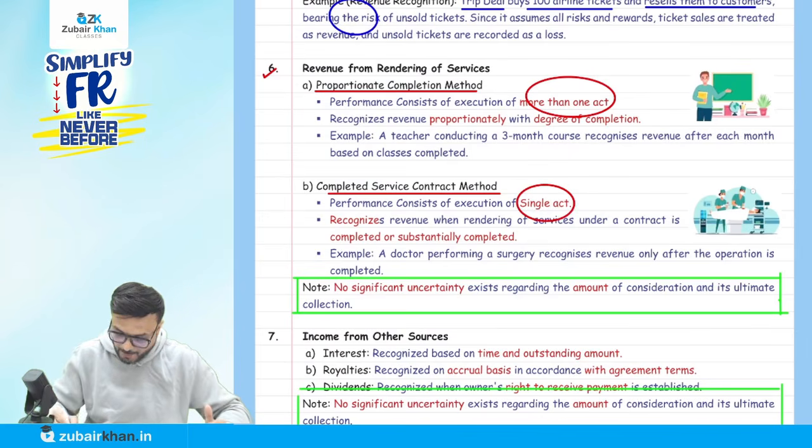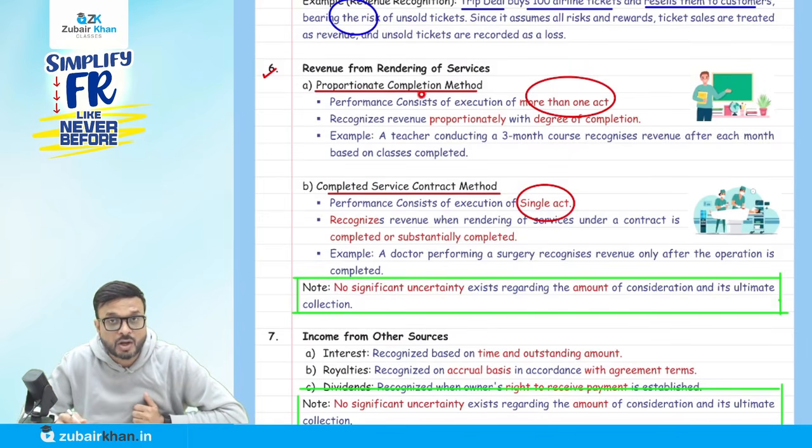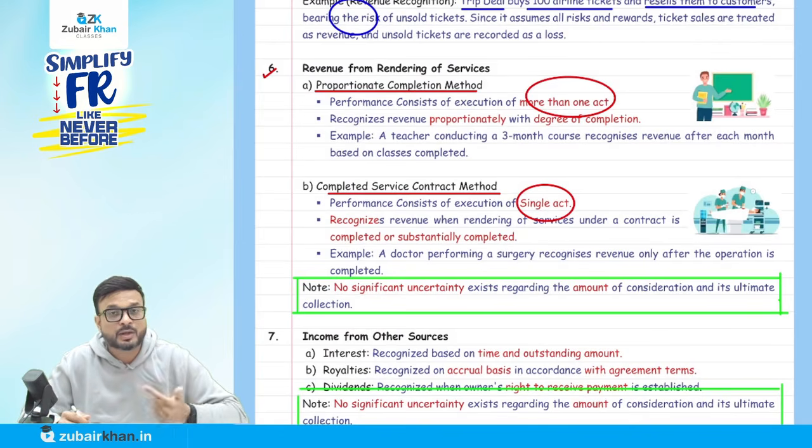Now listen carefully. They say that when performance consists of execution of more than one act, that is the proportionate completion method. How to recognize the revenue?